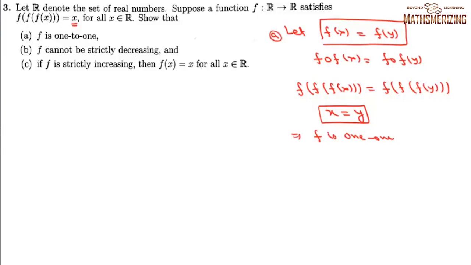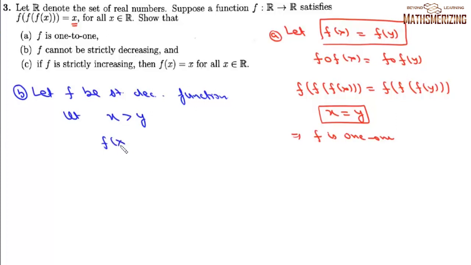Now part B is we have to prove that f cannot be strictly decreasing. So for B, what we'll do is we'll let f be a strictly decreasing function. Now if f is decreasing, let us assume x is greater than y, and if we take f(x), then since f is a decreasing function, f(x) will be less than f(y). Now if we apply f one more time, we can write f of f(x) will be greater than f of f(y), and again if we apply f one more time, the inequality sign changes.